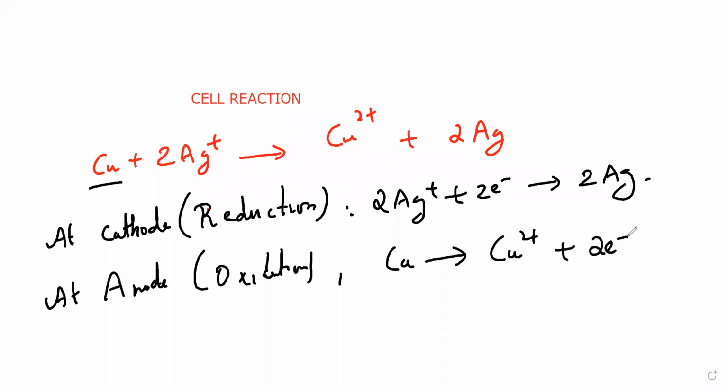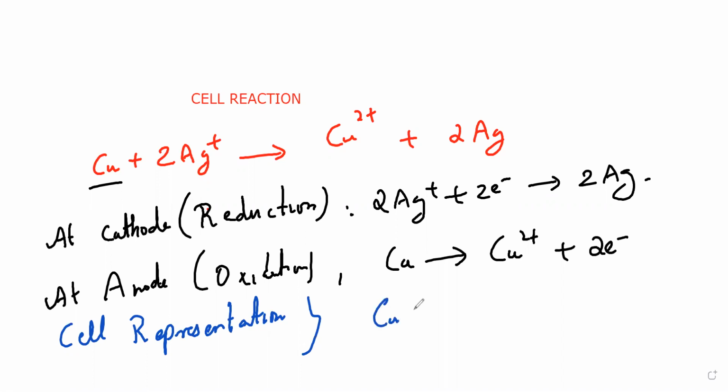So cell representation, suppose you want to represent this whole thing. I can write this as: Cu bar Cu2+, and salt bridge, gives Ag+ bar Ag. This is my cell representation. In the sense, here the anode should come first, the anode and its ion, then the cathode ion and the cathode, respectively, the cathode electrode or the metal.